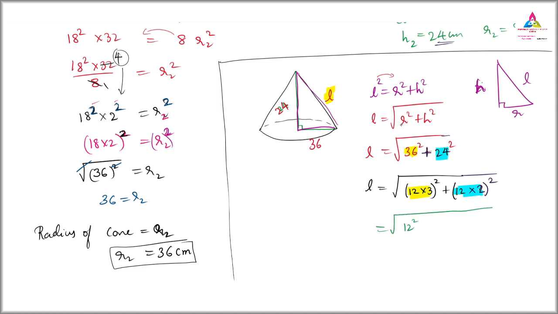This is 12 square, the square I have to take for both, 12 square into 3 square. Here we have plus, on the other hand we have 12 square again, and here you have 2 square. So what is next? Here we have 12 square and here we have 12 square, in between we have plus. So I will take 12 square as common. Root of 12 square, in bracket what is left is 3 square plus 2 square, because I have taken 12 square common and the remaining will be 3 square and 2 square.